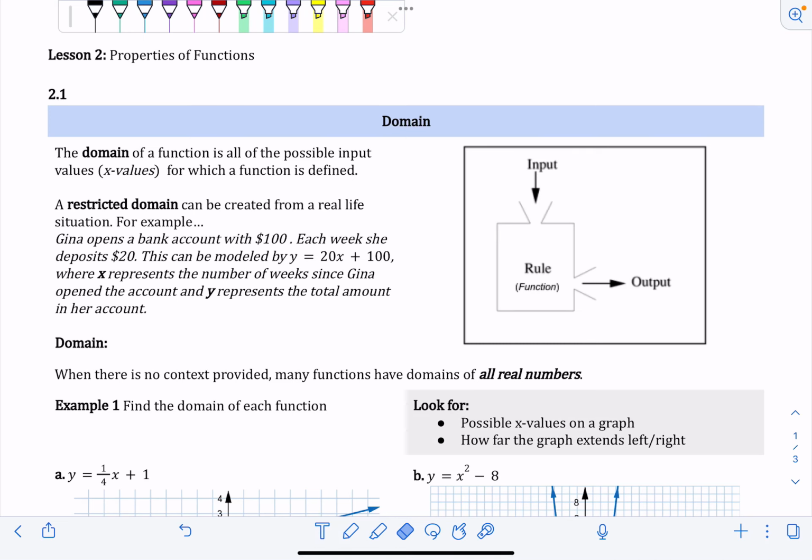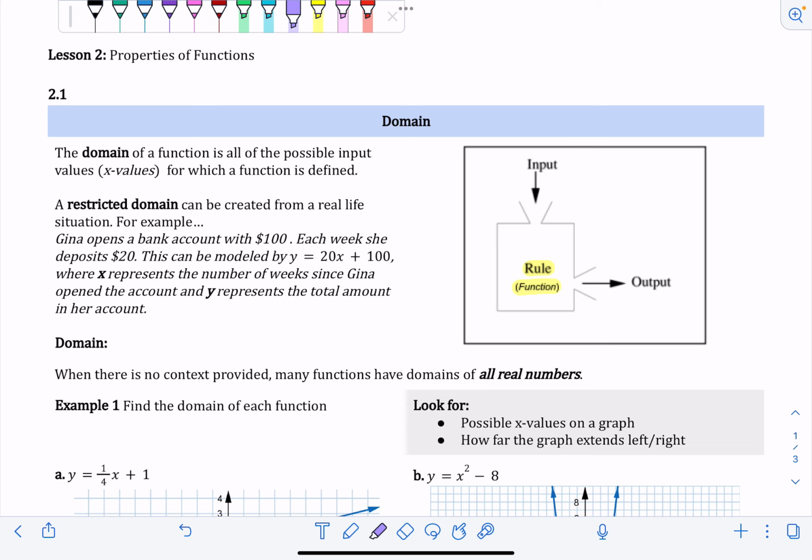Lesson 2 is properties of functions, and in 2.1 we're going to introduce domain. So before we get into the definition of domain, I want you to look at this picture over here. A function, which we talked about in lesson 1, is kind of like a machine. Sometimes you'll see it described as a rule, which is just describing what the function does. But we can think of the function as a machine.